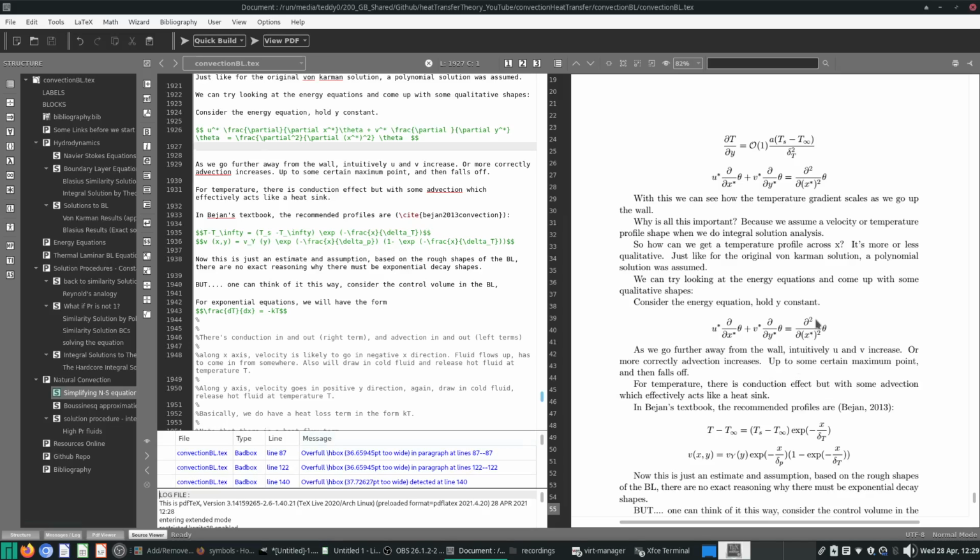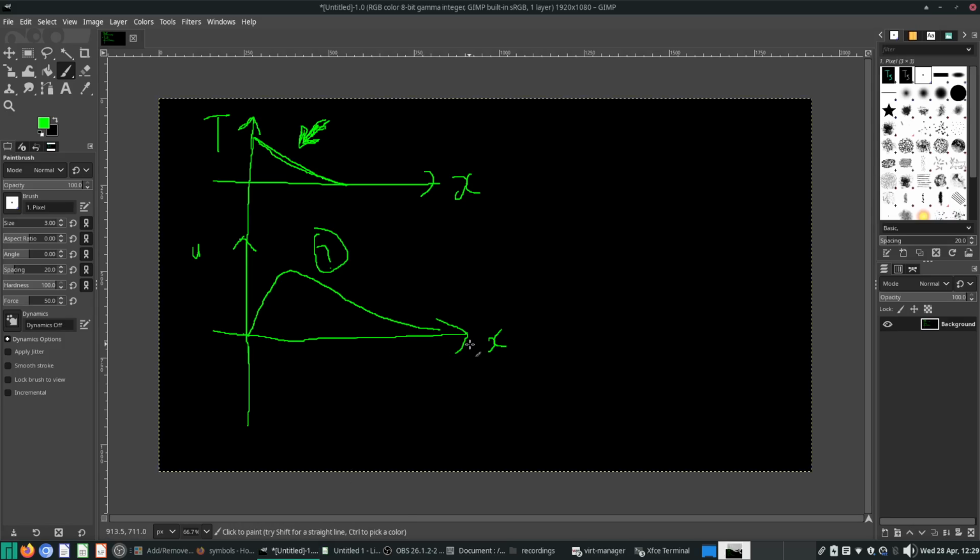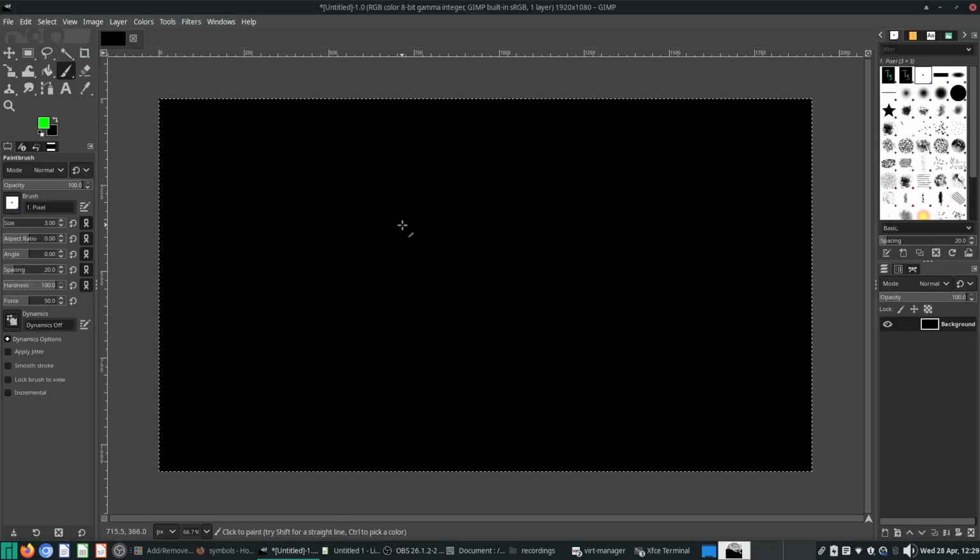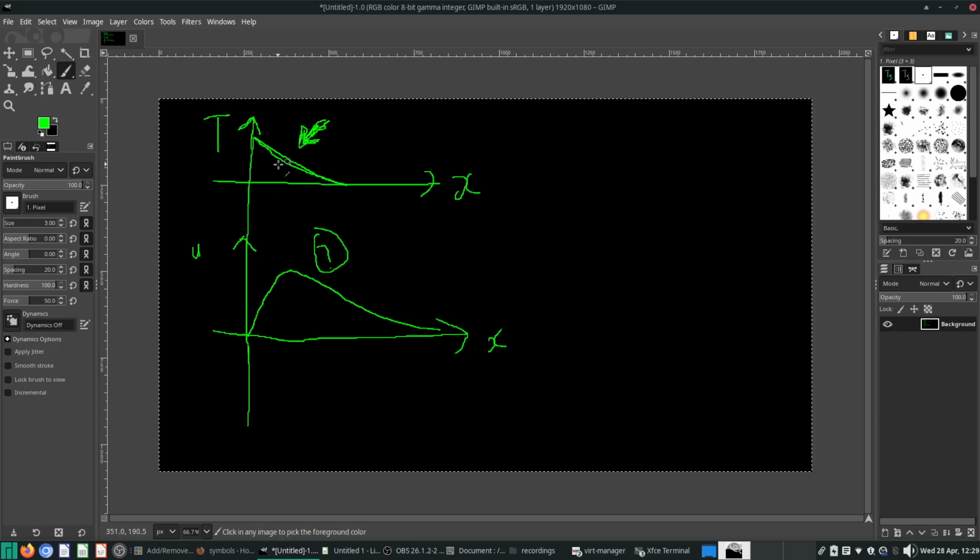So this is the conduction term. Or rather, let's do it the easier way. We have a downward sloping temperature profile from here, T going down, maybe linearly, maybe exponentially, I don't really know. How do we know what the shape is? If it was an exponential curve, what would we expect?